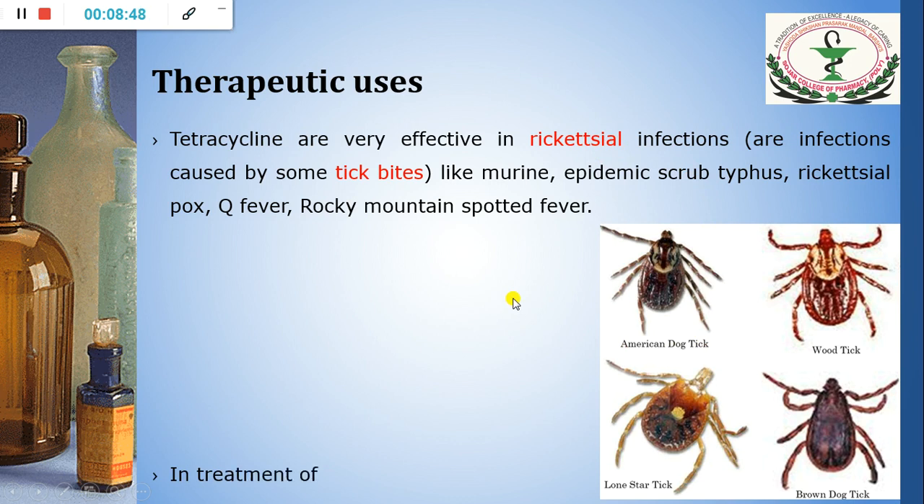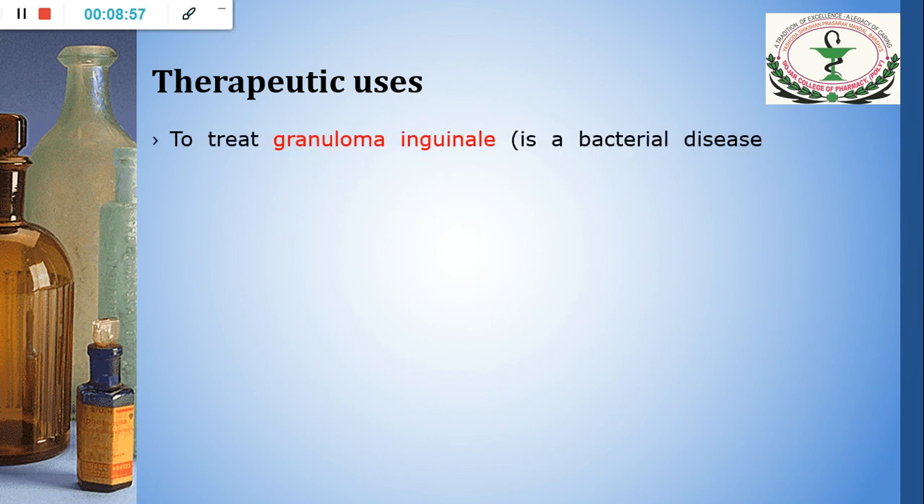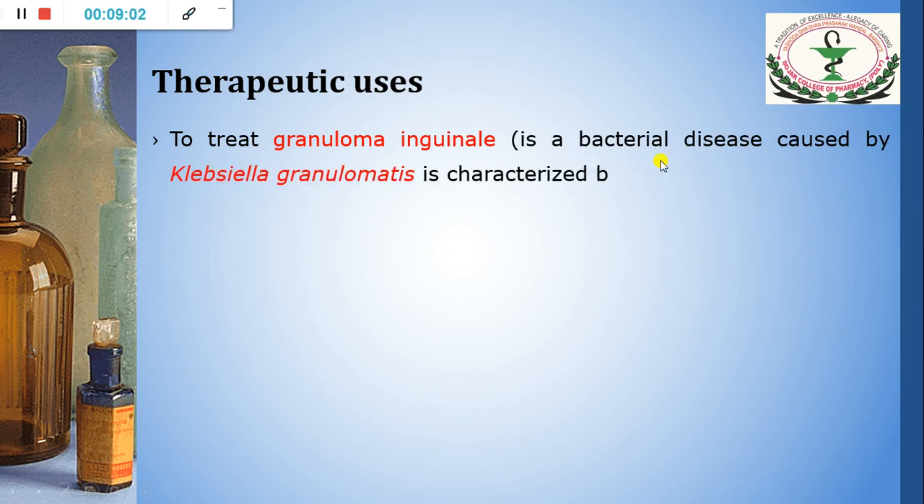Also, tetracycline is used in the treatment of plague, and in the treatment of granuloma inguinale. This is a bacterial disease which is caused by Klebsiella granulomatis. This is the name of the bacteria which causes this disease, which is characterized by ulcers. It develops ulcers on the genital organs. So that can be treated by tetracycline.